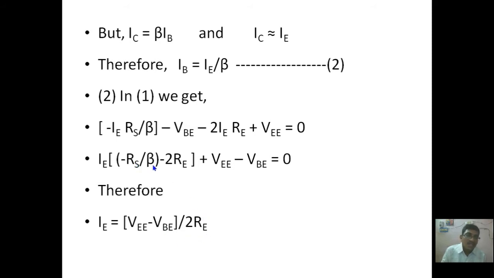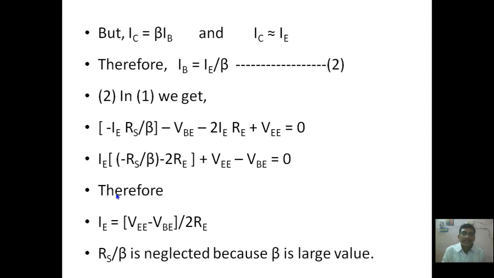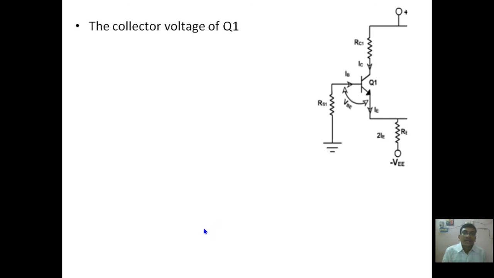Here RS by beta is a very small value. We know that RS is the source resistance that offers a very small resistance, on the order of 100 ohms or 200 ohms. So a small value divided by beta, a large value, is a small value, hence RS by beta has been neglected. So the IE equation becomes VEE minus VBE by 2RE.